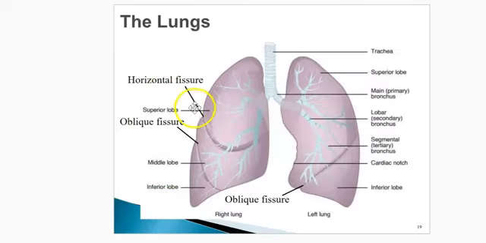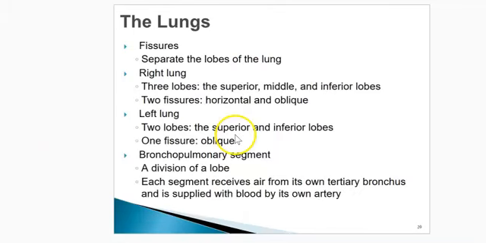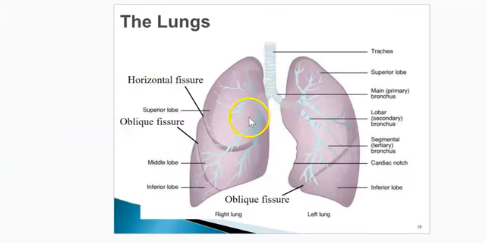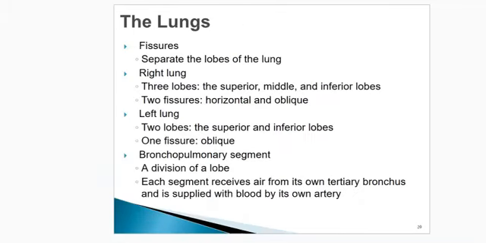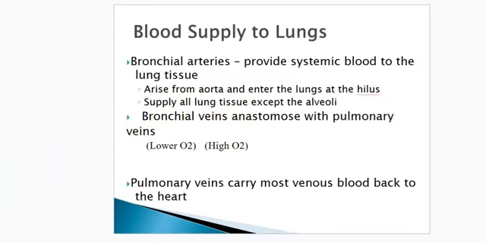Next, let's take a look at the lungs. Your right lung is slightly shorter and wider. It has three lobes and two fissures, because the left lung has the heart next to it, so it has only one fissure and two lobes, with an oblique notch where the heart goes. Each segment of the lung receives its own air and is supplied by its own artery. The bronchial arteries create systemic blood pressure, and that's where the lower oxygenated blood becomes higher oxygenated blood.